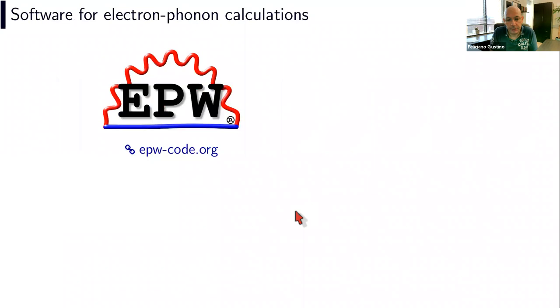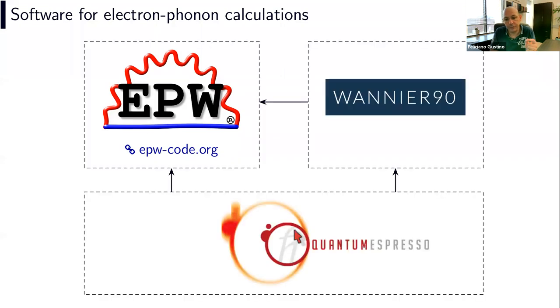So how this is done in practice: we use a code called EPW that is distributed as one of the modules of the Quantum ESPRESSO suite. It takes DFPT input and the Kohn-Sham states from Quantum ESPRESSO, and information about Wannier functions from Wannier90, and then puts them together to realize the interpolation I described, and to calculate physical properties such as those that you will see with Roxana Margine and Samuel Ponce later.